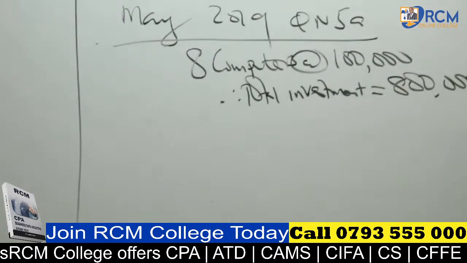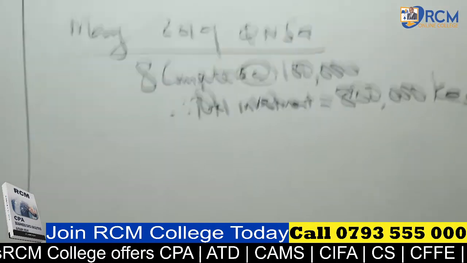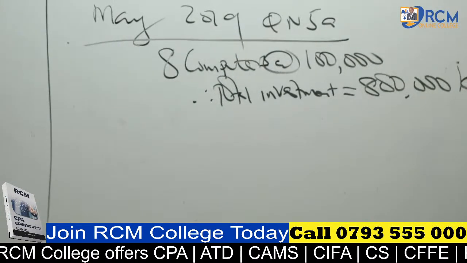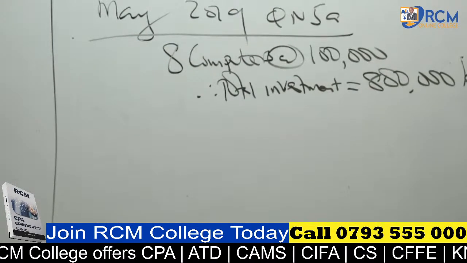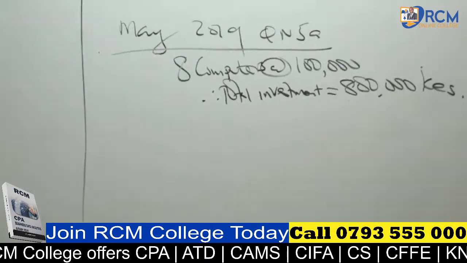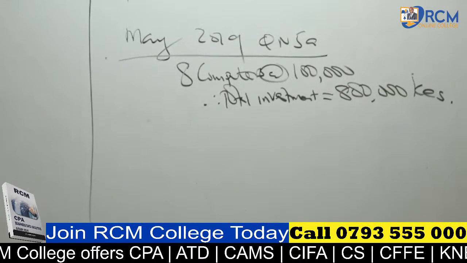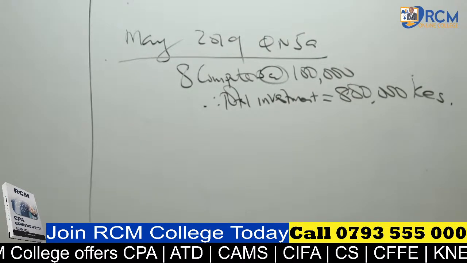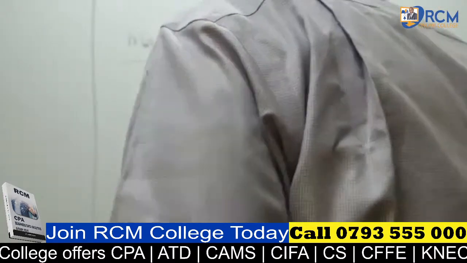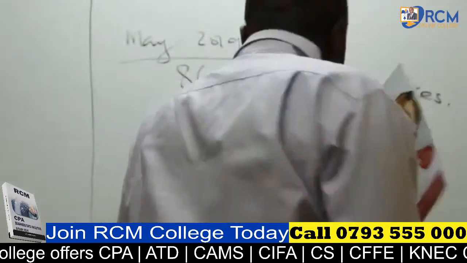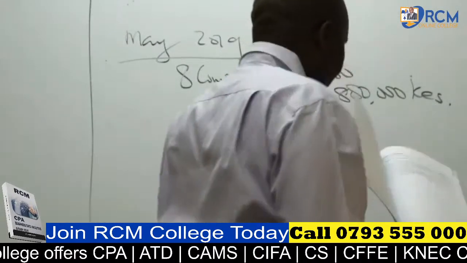800,000 Kenya shillings. So I'm trying to look at the low-hanging fruits here. Like that investment, not many students were able to get that right. Great. So 800,000 Kenya shillings.